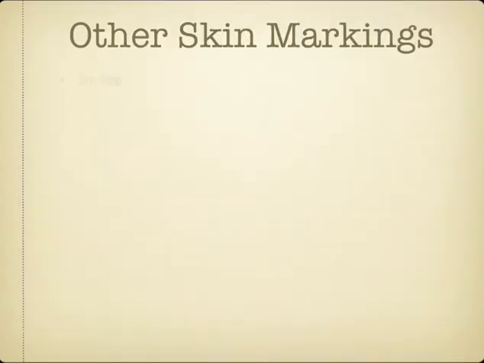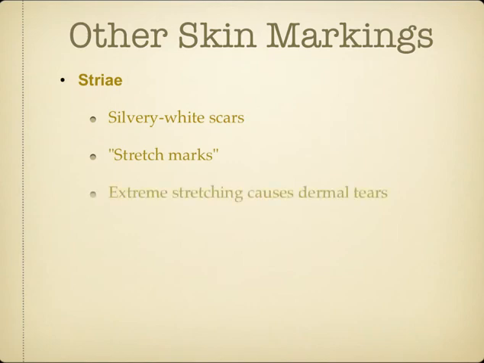Other skin markings. Stria are silvery white scars, sometimes referred to as stretch marks. They are the result of stretching that causes tears in the dermis, usually along Langer's lines or those cleavage lines. And if you stop and look at that image we had up a few minutes ago, you might find that stretch marks on your body actually follow the pattern of those cleavage lines.